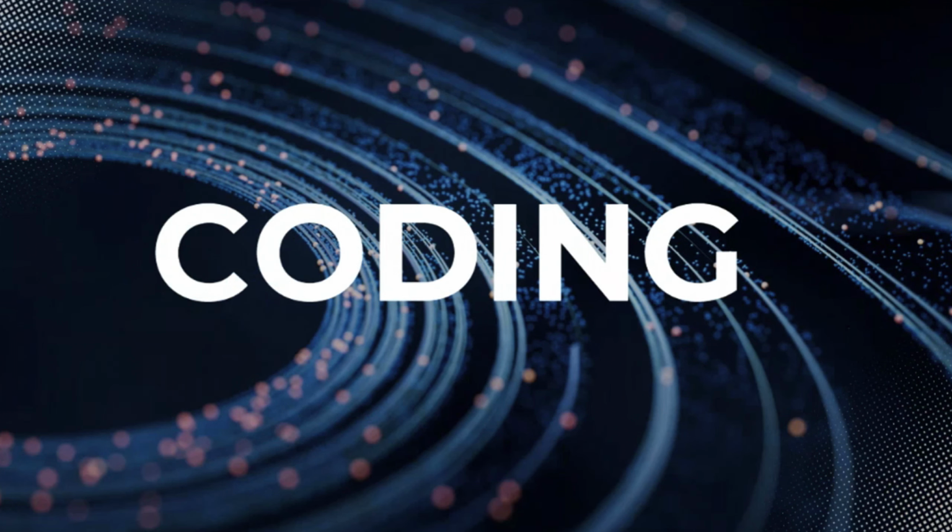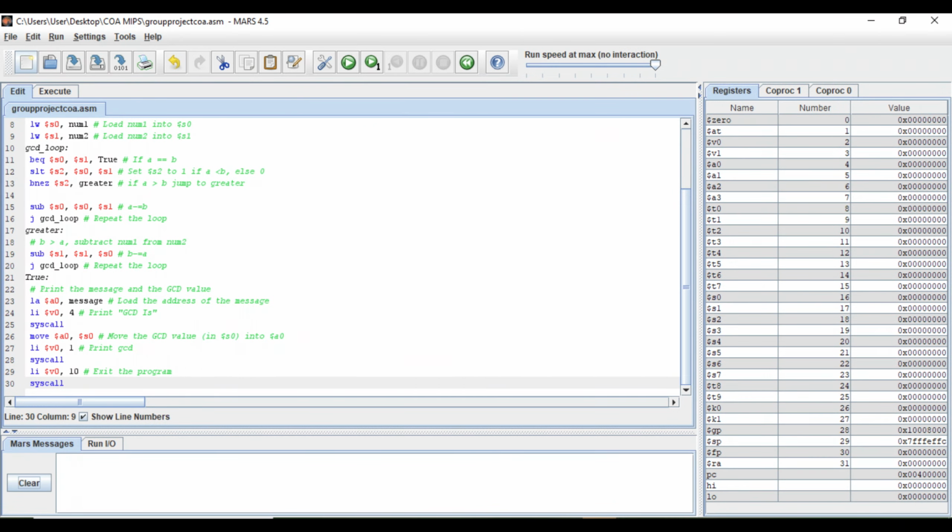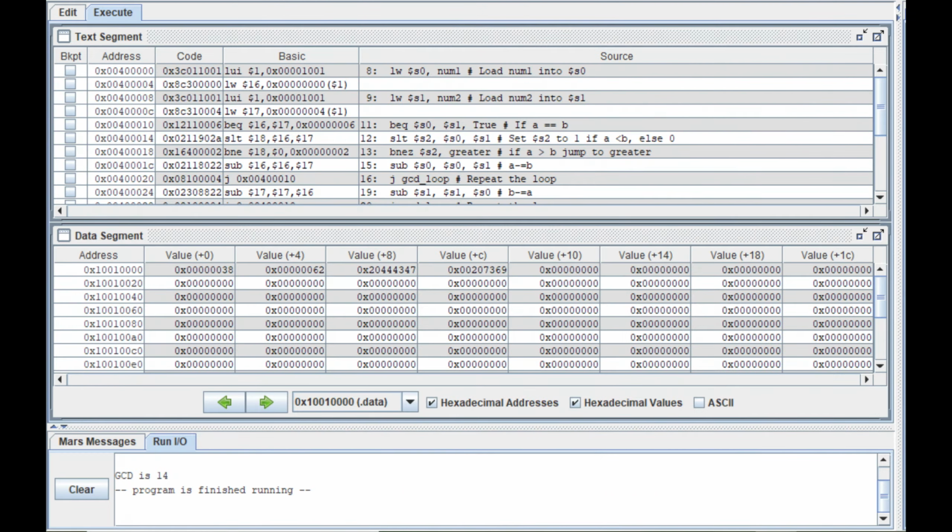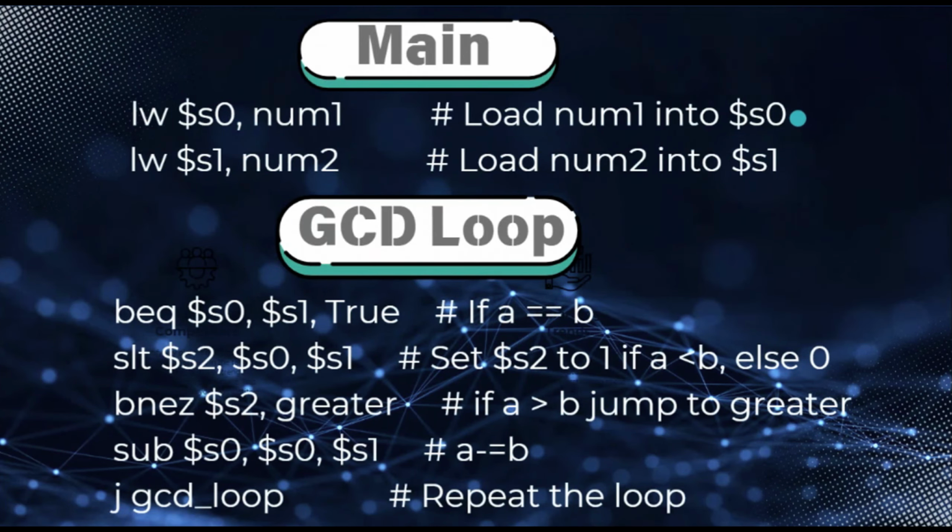So now we move to the demonstration of our coding. Now I will explain about main. For the main, we load word at register S0 for num1, which is the value of A, and then we load num2 in the register S1.